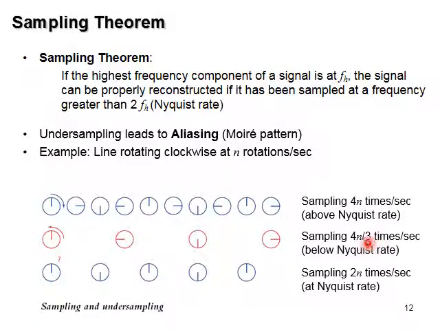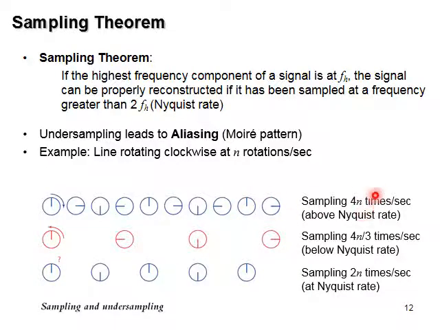Now this 4n over 3 is obviously less than 2n. It's actually 1.33n, so this is below the Nyquist rate. That's why here, when you look at those samples and you try to imagine how the line is rotating, it's actually rotating in the opposite direction. So it's not a good reconstruction in that case. You're not representing the actual data in a good way.